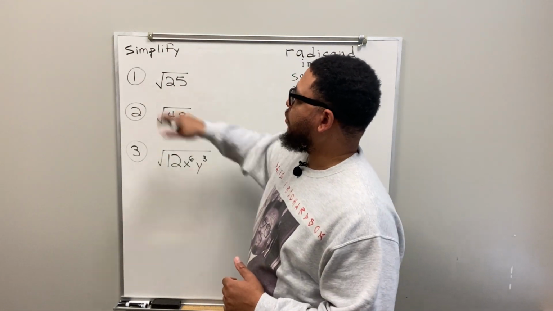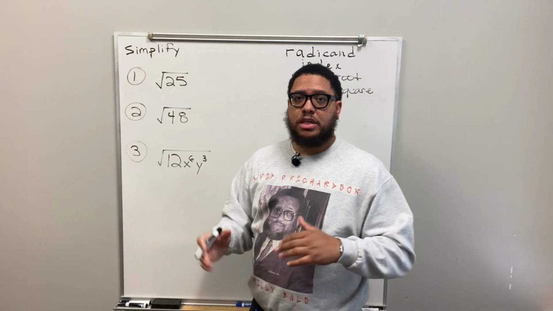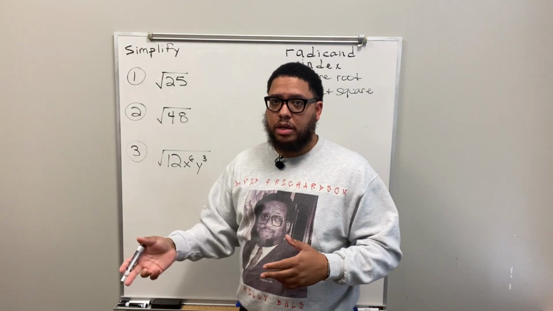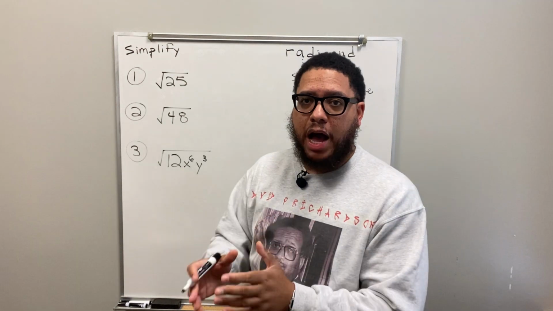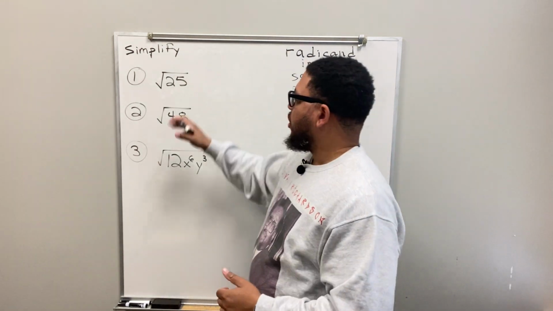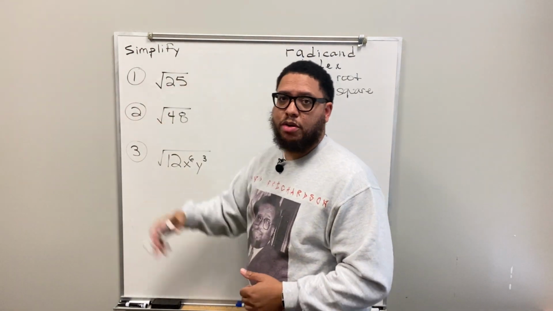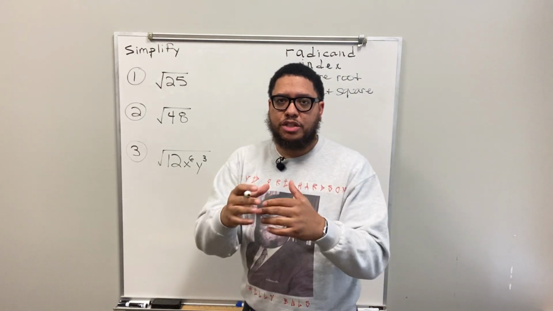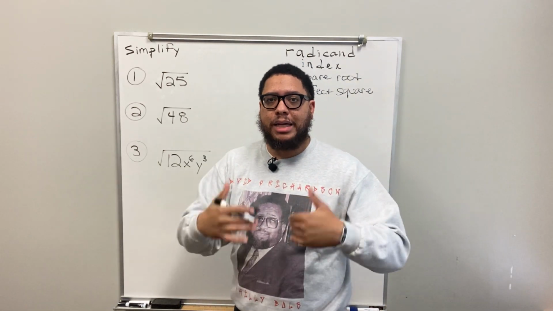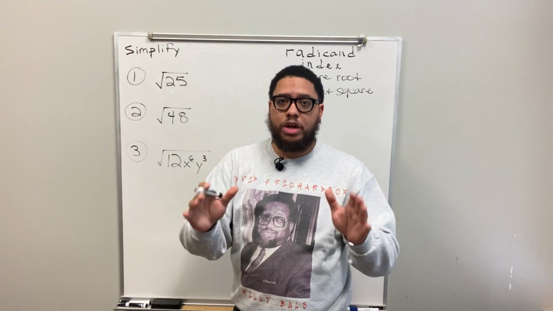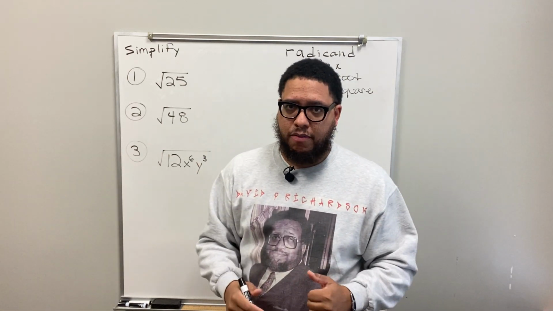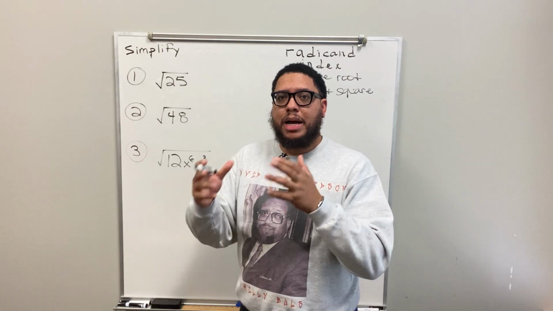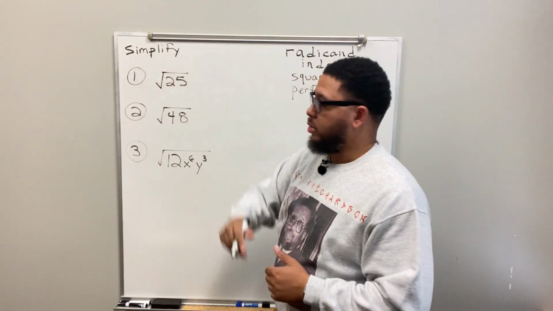So 25. 25 has a couple factors, 25, 1, and 5. 5 is a factor because 5 times 5 equals 25, right? So that means 25 is a perfect square because it has a factor that can be multiplied by itself, and the factor is a whole number. That's the key. That's the key element. The factor has to be a whole number, right? That can be multiplied by itself to equal that number.